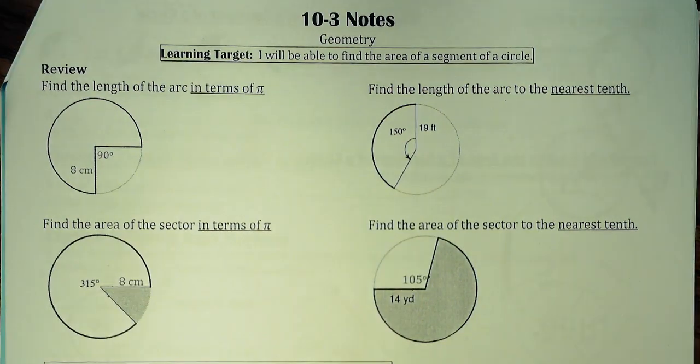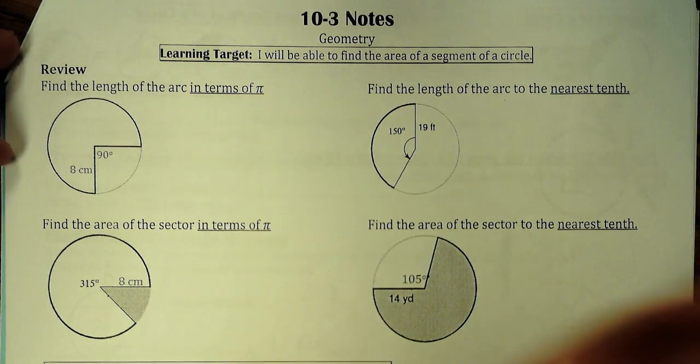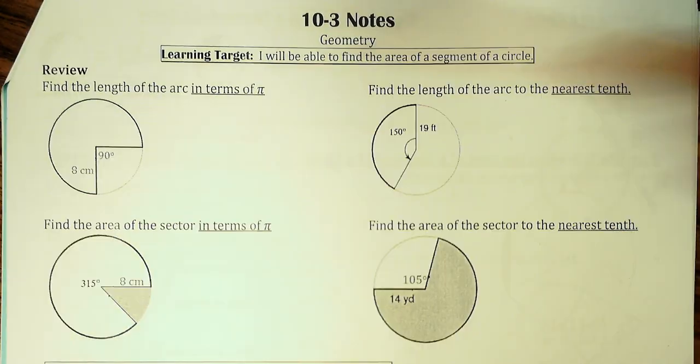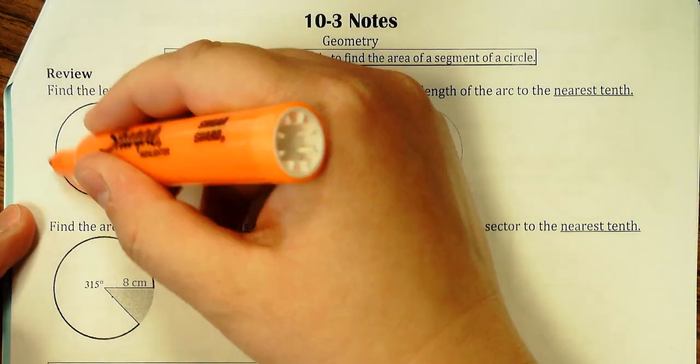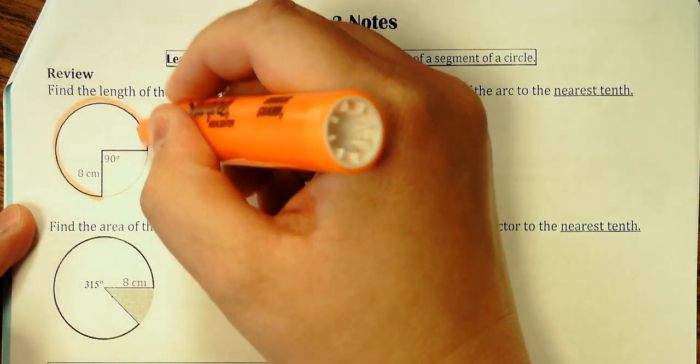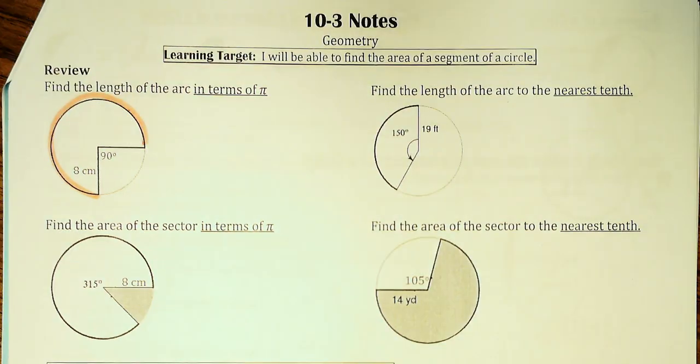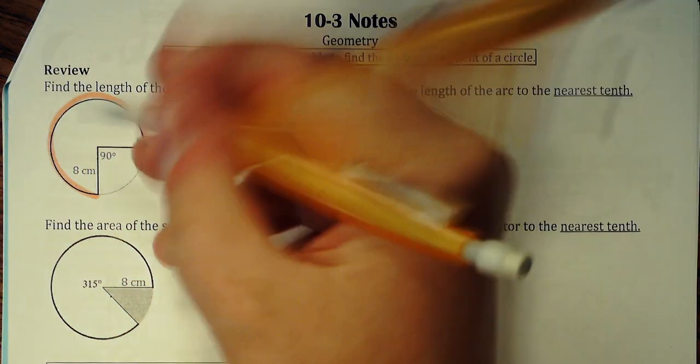Alright, just a little review from what we did yesterday, some practice questions. So what we're doing here is finding the length of the arc. Remember, the length of the arc is the portion of the circumference. So I'm just going to highlight the arc. Now, they tell us this is 90 degrees.